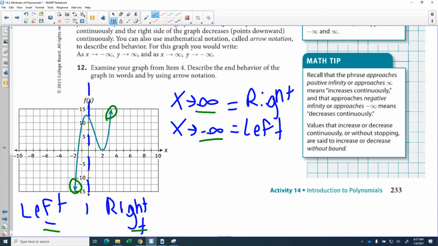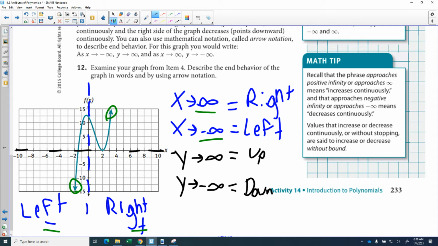But at the same time, we also need to figure out our y values. Now, y is almost written the same way. However, it just stands for two different ideas. Y to positive infinity is going to stand for up. Y to negative infinity is going to stand for down. And the simple idea is that if I split this graph in half here, up would be positive, down would be negative, right? Because that's how y values work.